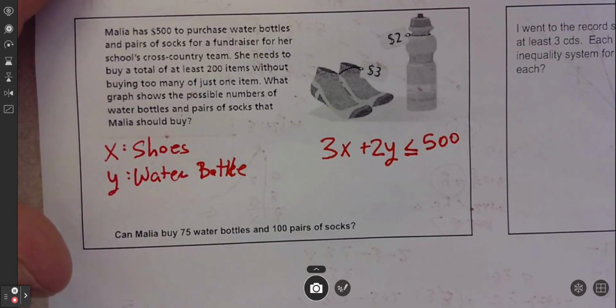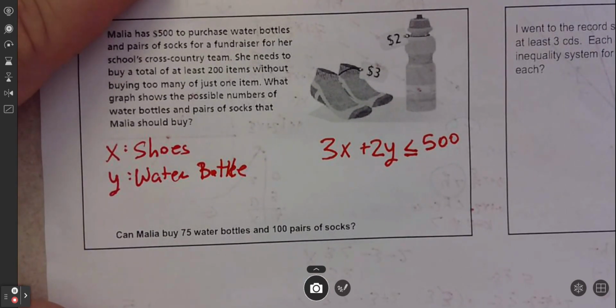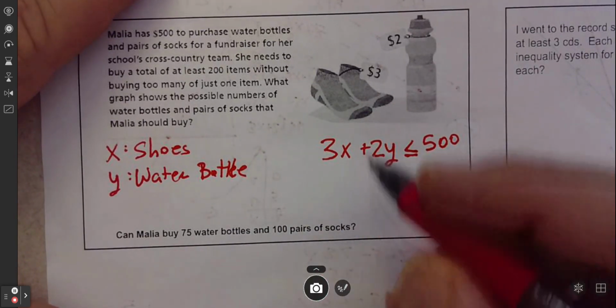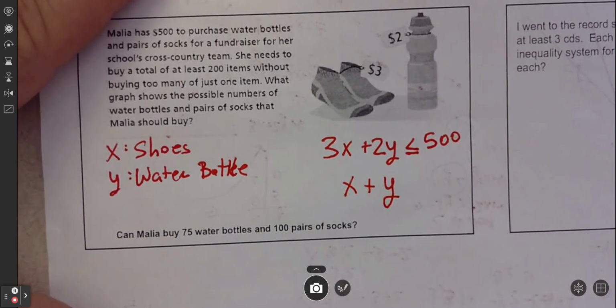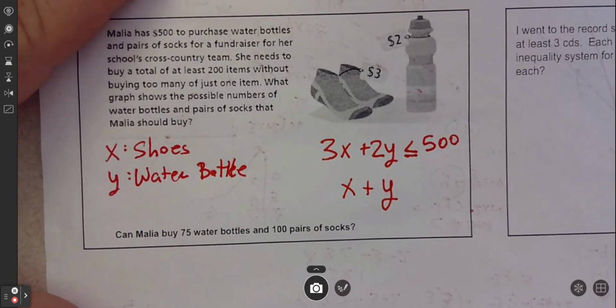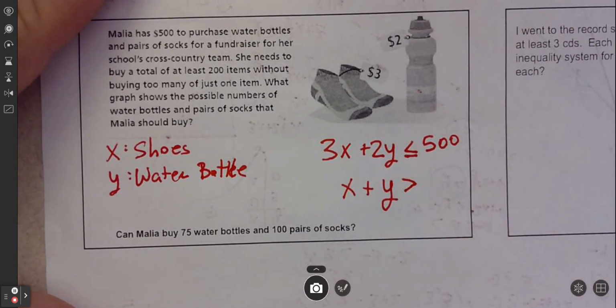She wants a total of 200 items. What's that equation? It's 3x plus 2y equals... Oh, wait. X plus y is less than or greater to. She wants at least 200 of them. At least? Okay, so greater than or equal to.